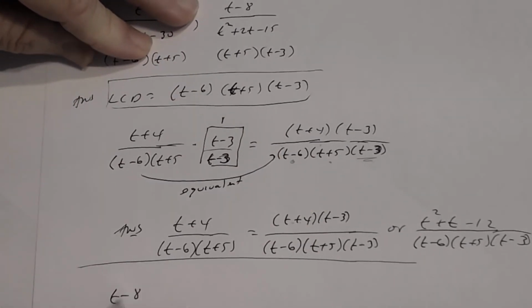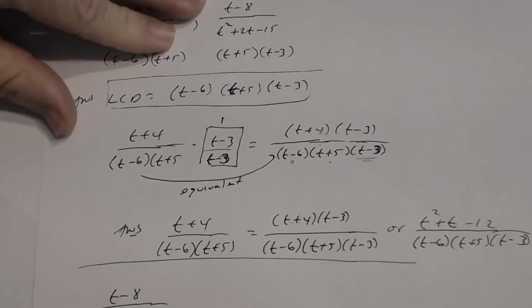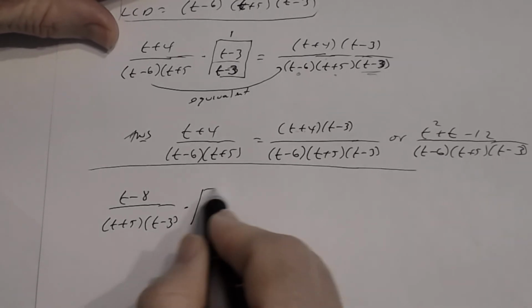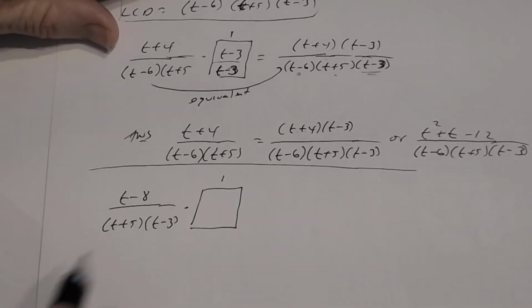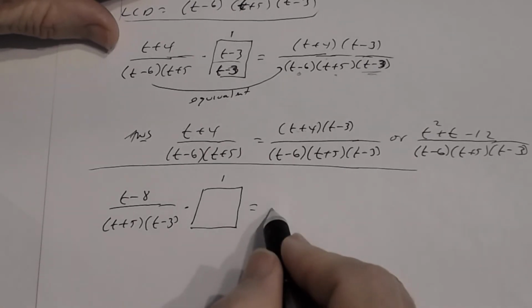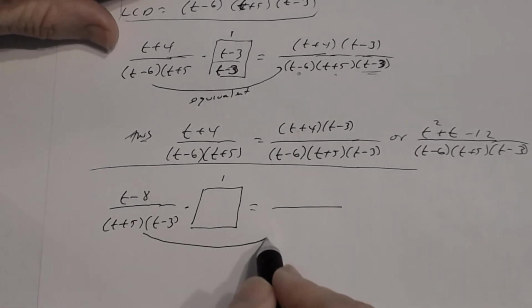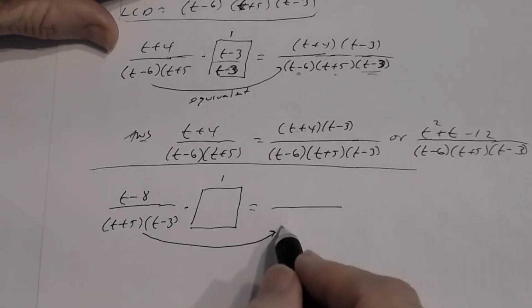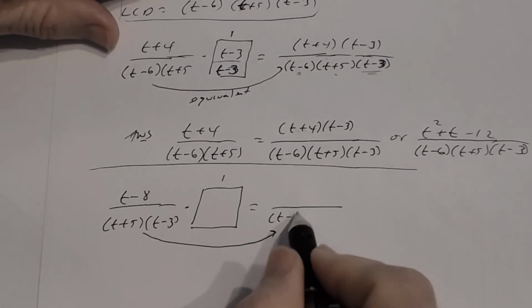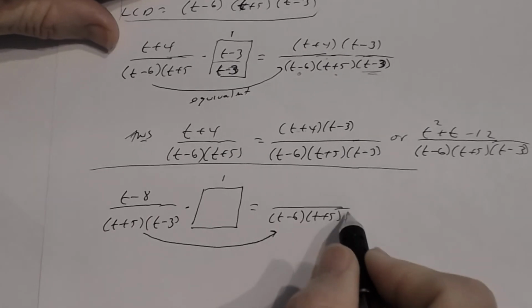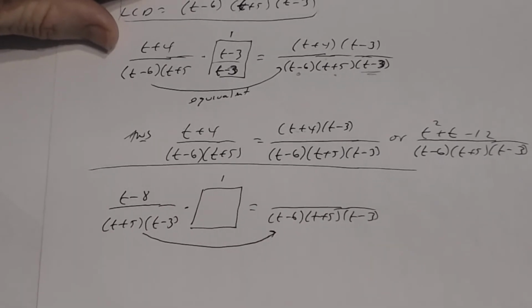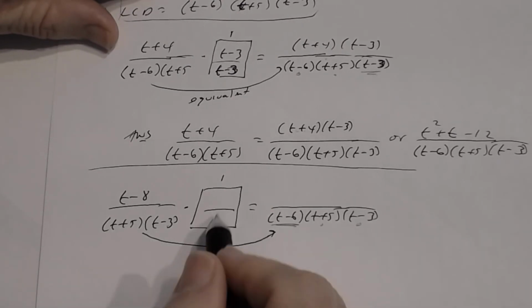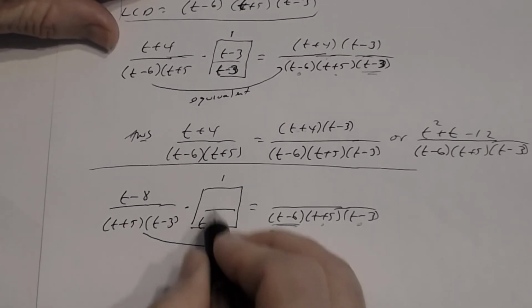So t minus 8 divided by, again, factored form, t plus 5 times t minus 3. You can multiply that by some rational expression. That's going to be a 1 right here. And you want to end up with an equivalent rational expression that has this denominator. So t minus 6, t plus 5 times t minus 3. If you look at what you have, I have the t plus 5, I have the t minus 3, so I'm missing the t minus 6.